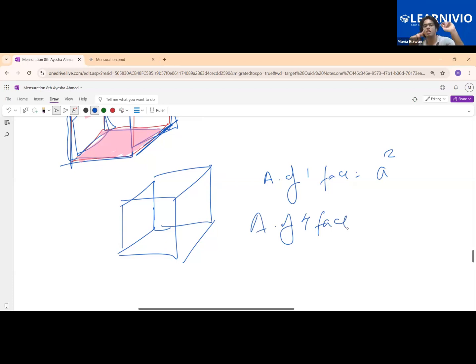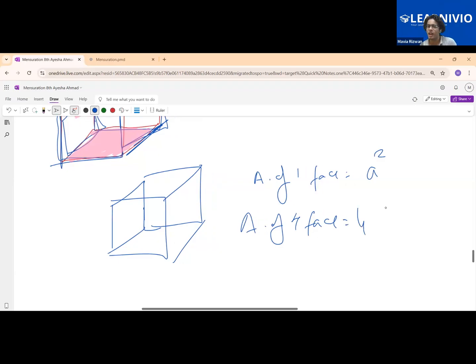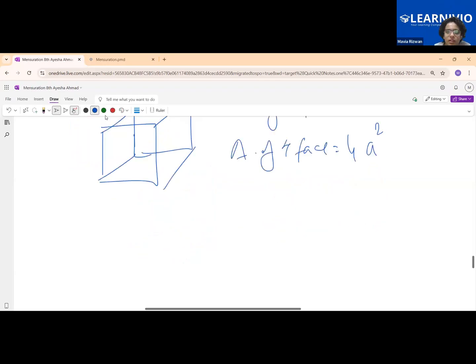Lateral means on the sides. Okay, so front, back in my room, front wall, back wall, left wall, right wall, all their total area is given by the formula 4a square. This is what we call lateral surface area, where we don't include the top and the bottom. The lateral surface area would also come in cuboid and cylinder, so we'll discuss it then. For now you only need this much. So lateral surface area is 4a square.